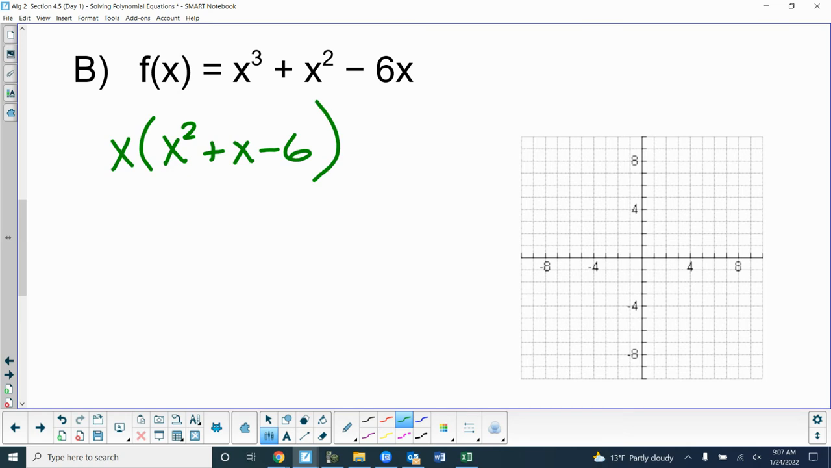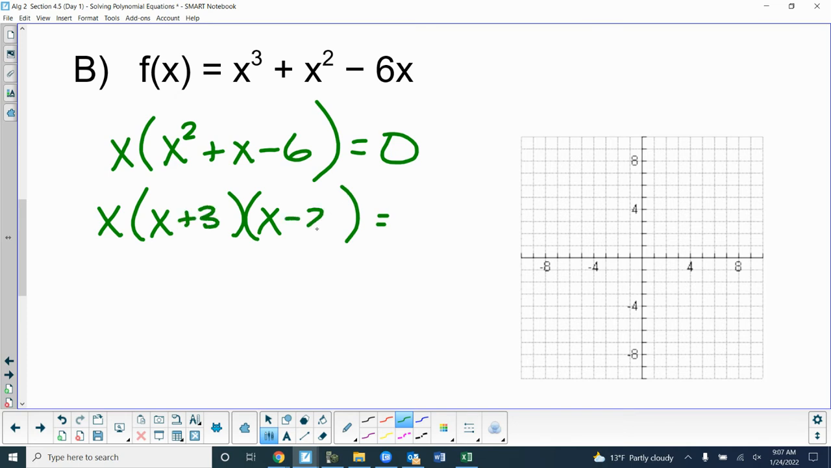What are the factors of -6 that add up to +1? 2, maybe 3, -2. +3, yeah. -2, right? Let's go.